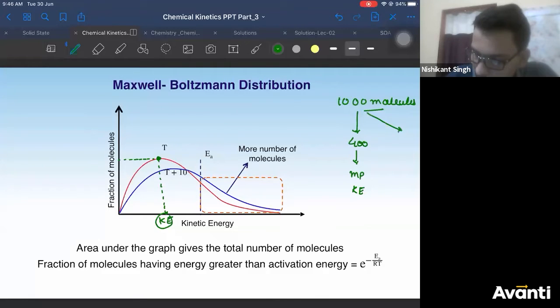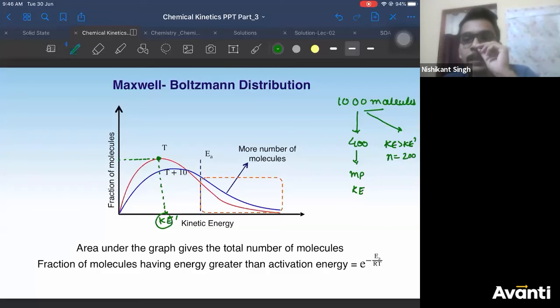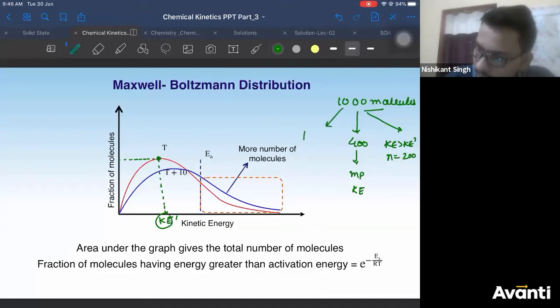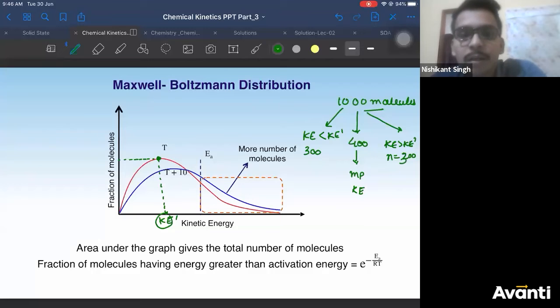Let's say this is KE dash. So for kinetic energy greater than KE dash, the number of molecules, let's say, is only 200, right? And for kinetic energy less than KE dash is, let us say, not 400, 300, let's say here, and 300, let's say here, correct?